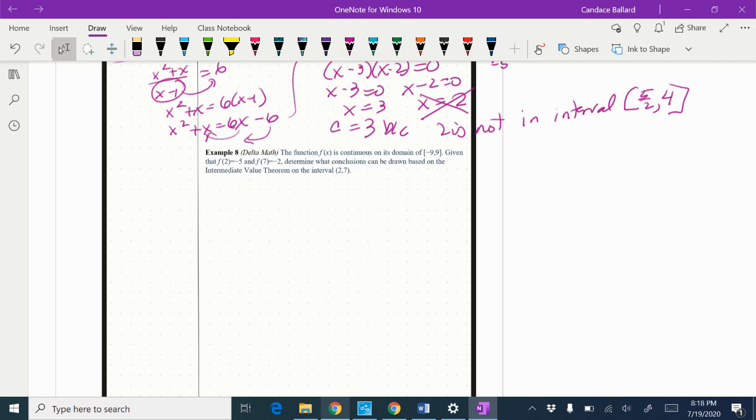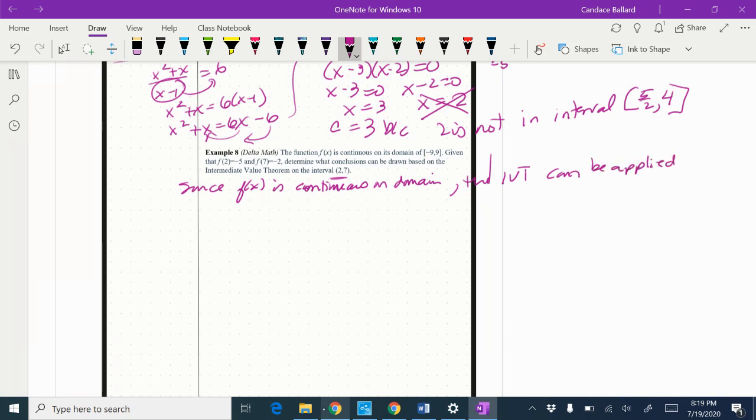So the function f of x is continuous in its domain between -9 and 9. Given that f of 2 equals -5 and f of 7 equals -2, determine what conclusions can be drawn based on the intermediate value theorem on the interval from 2 to 7. So we basically need to state that it's continuous. So we would say since f of x is continuous, and you'll have to put that word in there because they gave it to us, on whatever domain they give us, the IVT can be applied.